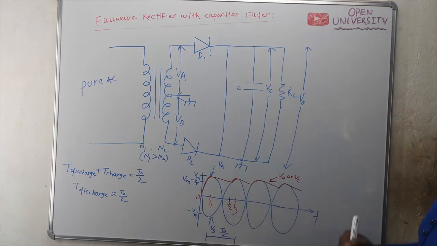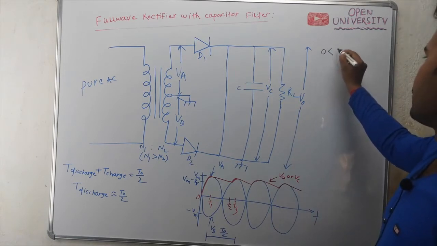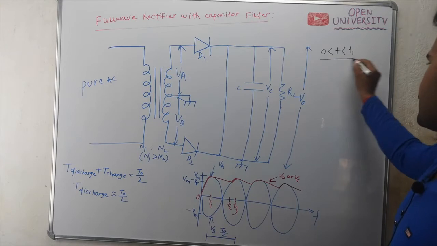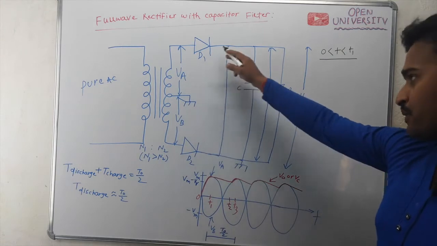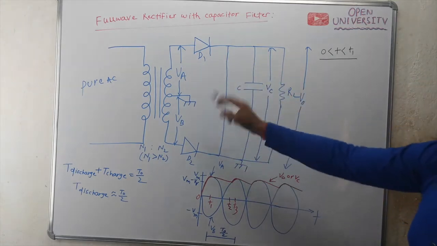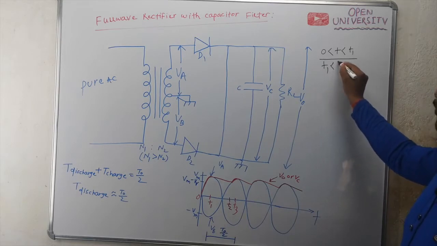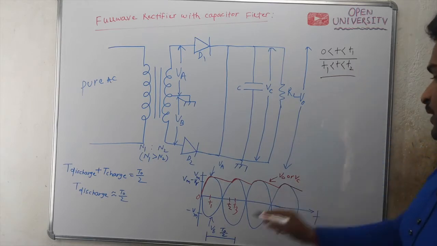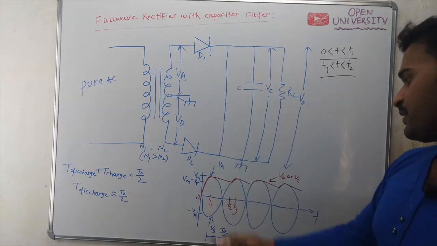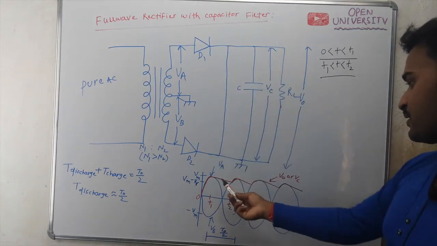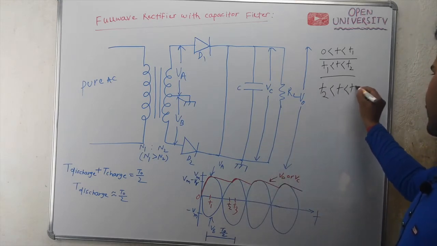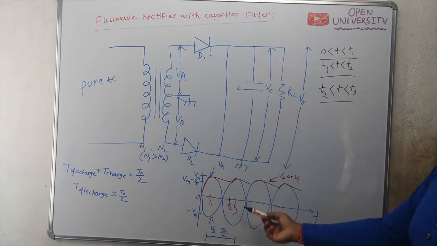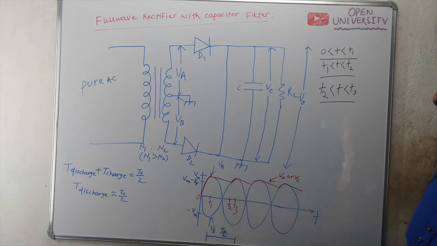So I can write, when t is in between 0 to t1, in this interval Va becomes positive, D1 becomes forward biased, and the capacitor will charge through the diode. When time is in between T1 to T2, both the diodes are open circuited, and the capacitor will discharge its energy through RL. When time is in between T2 to T3, the capacitor will again charge.